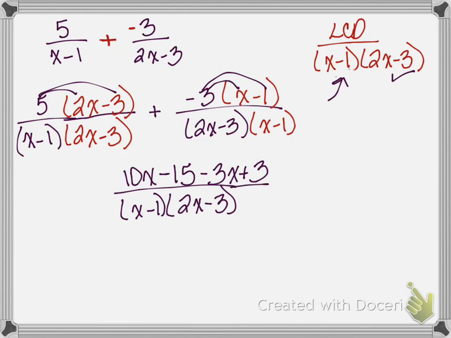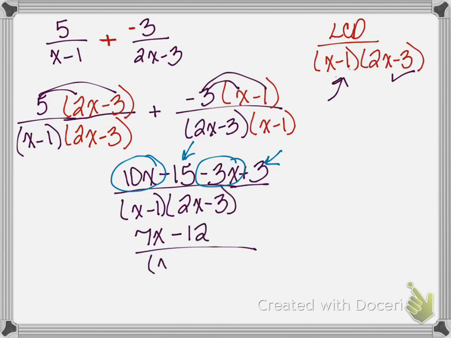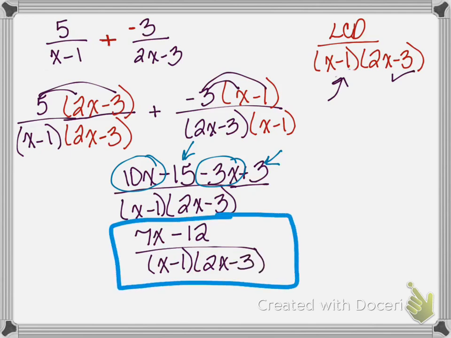Okay, now I've got some like terms that I can simplify or combine. 10x minus 3x is 7x. Negative 15 and positive 3 is negative 12. Good job. So this is my final answer right here. Cool. Okay, we ready to do another one?